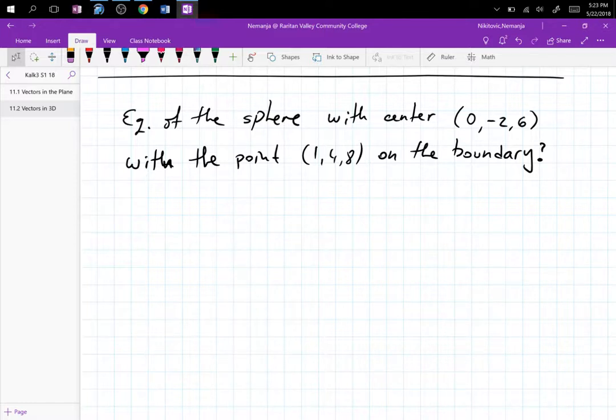What do you have to find first? Radius. How would you find the radius? Formula. So the distance between the center and the point along the boundary. Good. So you will use the distance formula to figure out the radius. Once you have the radius, you just plug everything into the formula for the sphere. You have the center, you have the radius, just plug numbers in and we're done.